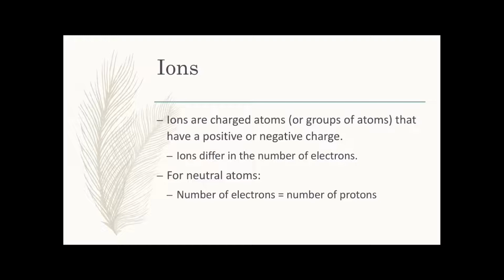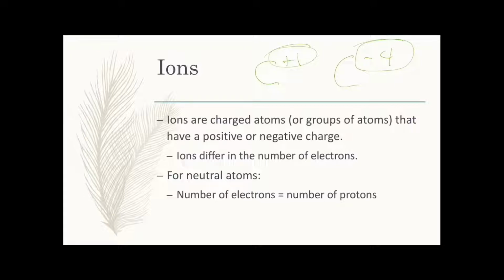So now we're going to talk about ions. Ions are charged atoms or groups of atoms that have a positive or negative charge. So this is those things that I was talking about. If we had a carbon atom +1 or carbon atom -4, this indicates whether it has a charge or not. So this would be your ion.